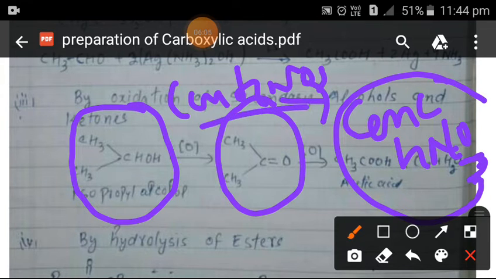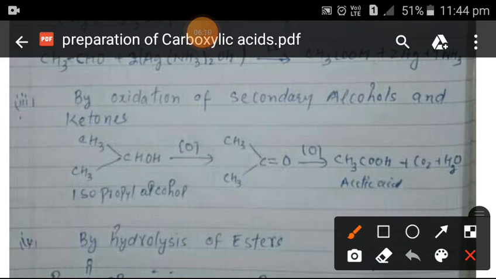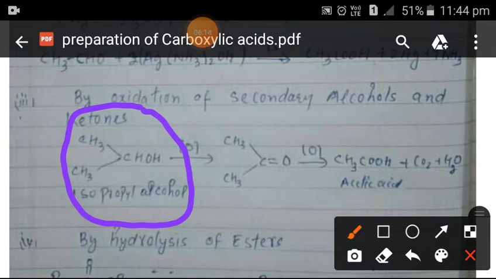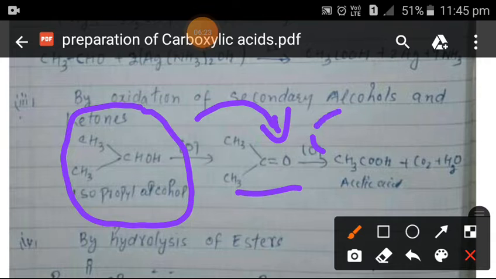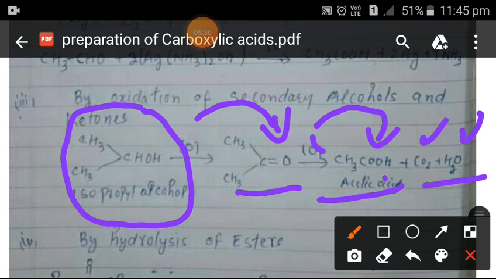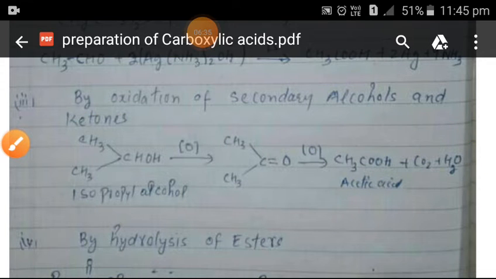You may add here that concentrated nitric acid is used, as a result of which this isopropyl alcohol gets first oxidized, resulting in the formation of a ketone, which under further oxidation results in the formation of acetic acid, and carbon dioxide and water side products are formed. So here is the main product which is formed, that is acetic acid. Clear? So it is by oxidation of a secondary alcohol and ketone.